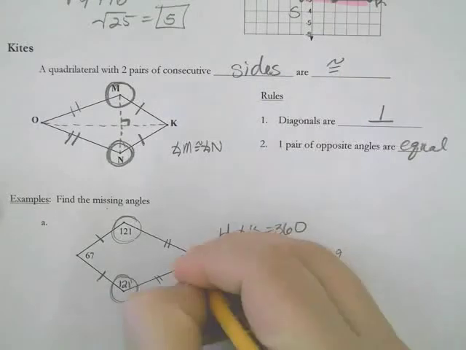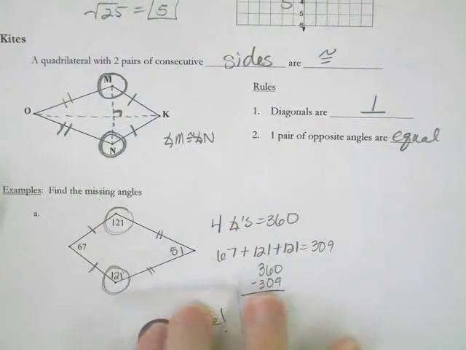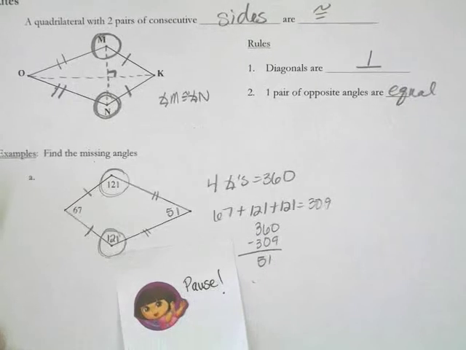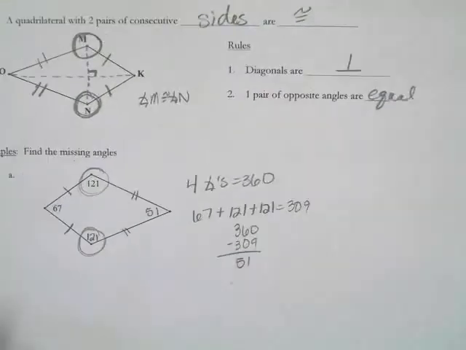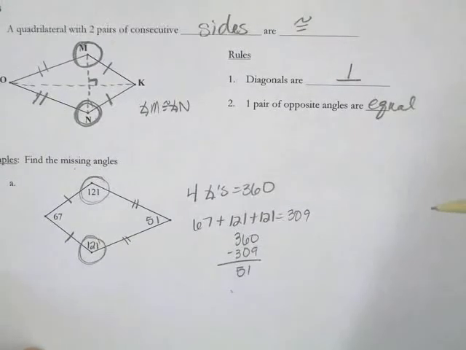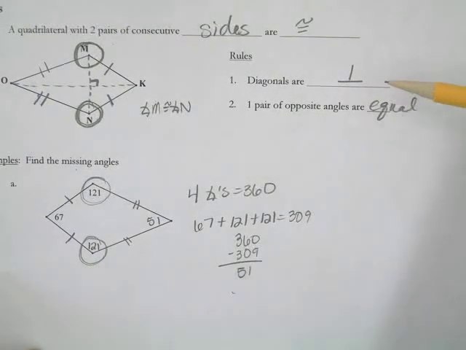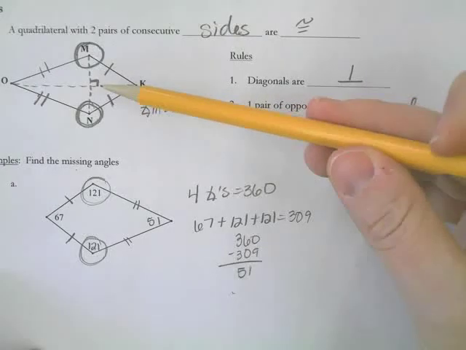Okay, so let's pause one last time to make sure you have everything down. Okay, and so we learned about kites. Kites look a little different than what you might think. A lot of times people think a diamond is a kite, and a diamond is not a kite. For kites, the diagonals are perpendicular, so there are right angles in the middle. And if you remember, that's the same as rhombuses. Rhombuses have right angles in the middle. And then one pair of opposite sides are equal.